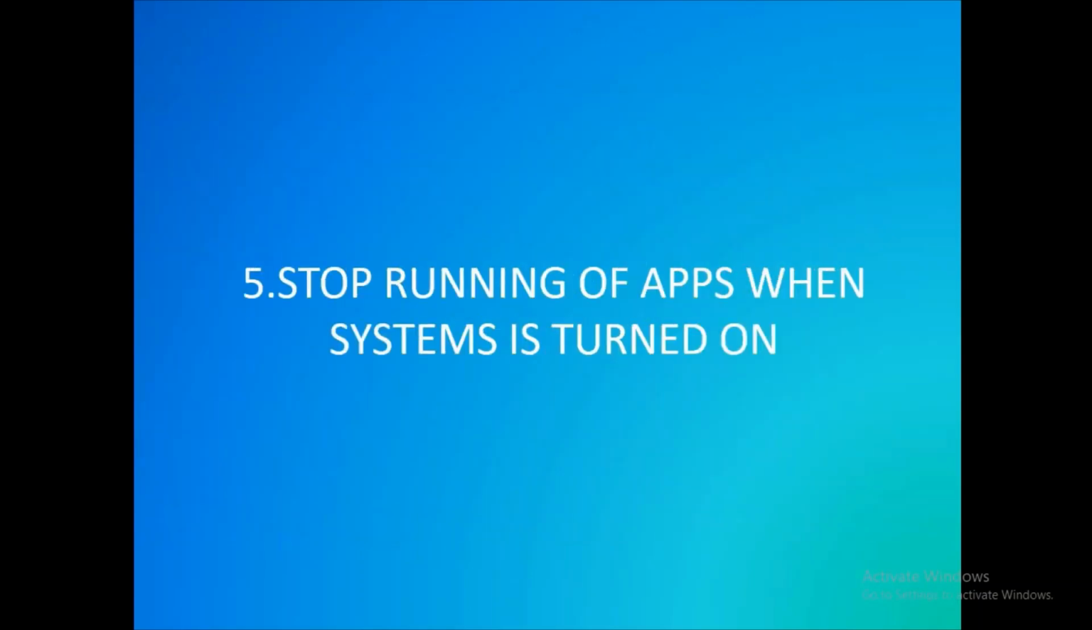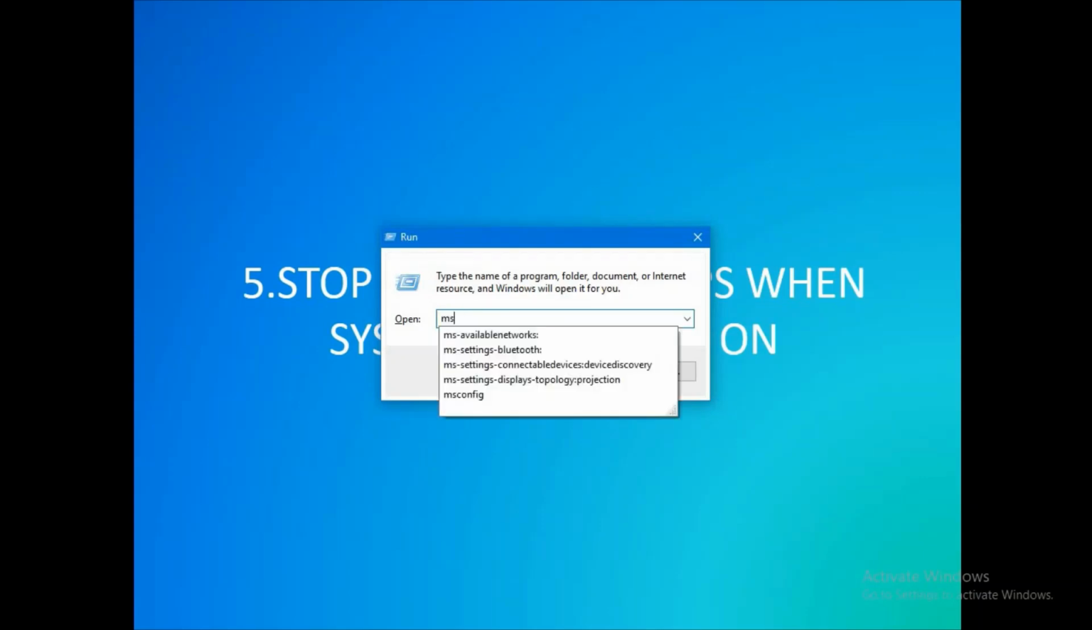And here comes the fifth trick. What should we do in order to stop the background running apps in your system when you are going to start your system or open your system? Here is a simple trick. Just press Windows plus R and enter msconfig.